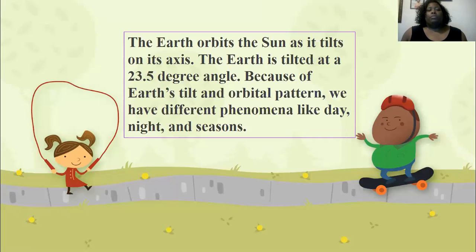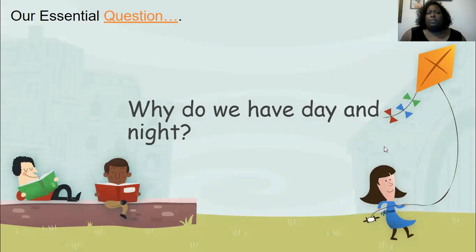So the Earth orbits the Sun as it tilts on its axis. The Earth is tilted at a 23.5-degree angle. Because of Earth's tilt and orbital pattern, we have different phenomena like day, night, and seasons. But why do we have day and night? That is our essential question, and we're going to investigate that in Google Classroom.